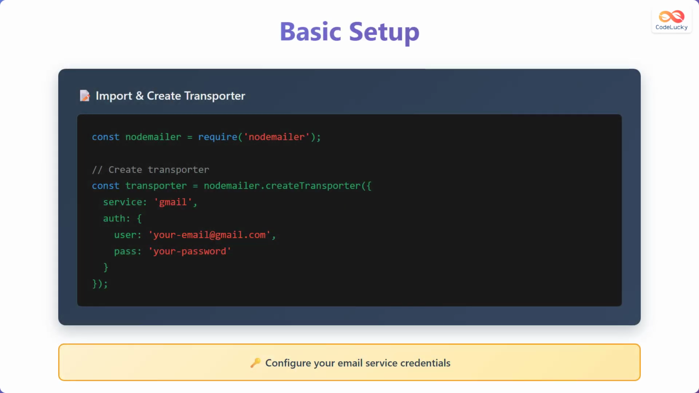Now that we have NodeMailer installed, let's set up the basic code required to send emails. First, we need to import the NodeMailer module into our script using the require function. Then we create a transporter object using the createTransport method. This object is responsible for handling the connection to our email service provider. Configure your email service credentials such as user email and password.